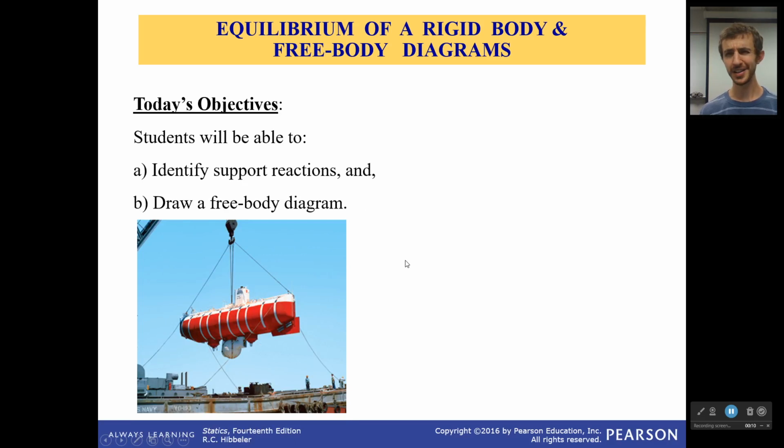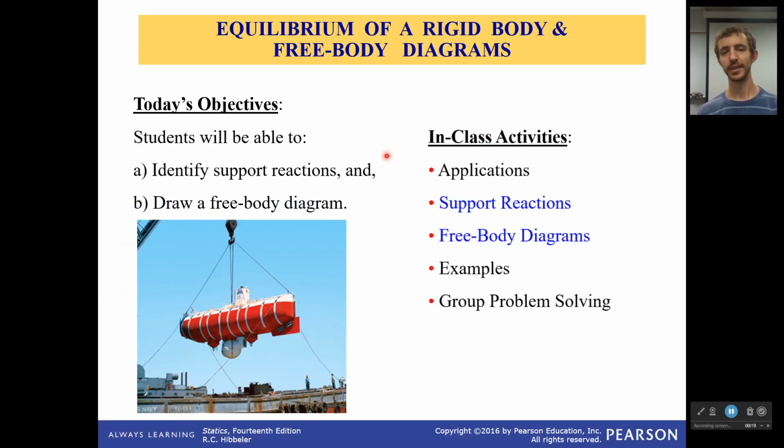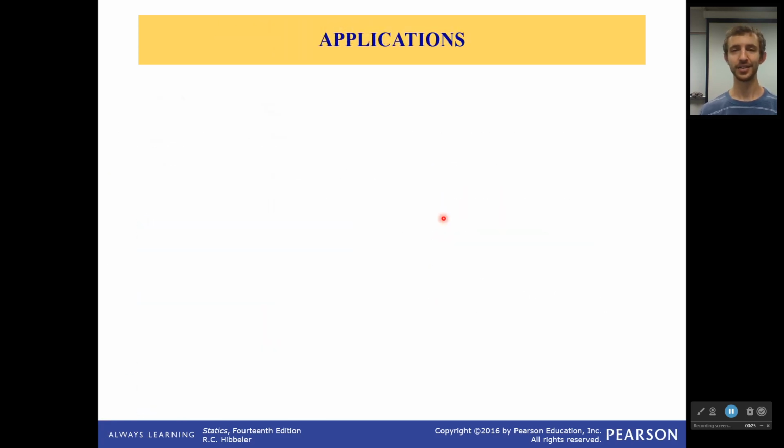I think we already know free body diagrams, but we've always been doing it with points. Now let's look at what happens when we actually have a body. Let me get my pointer up and go from there. Okay. So this time we're really going to focus on applications, and we will get into support reactions a little bit. So let's try this out.